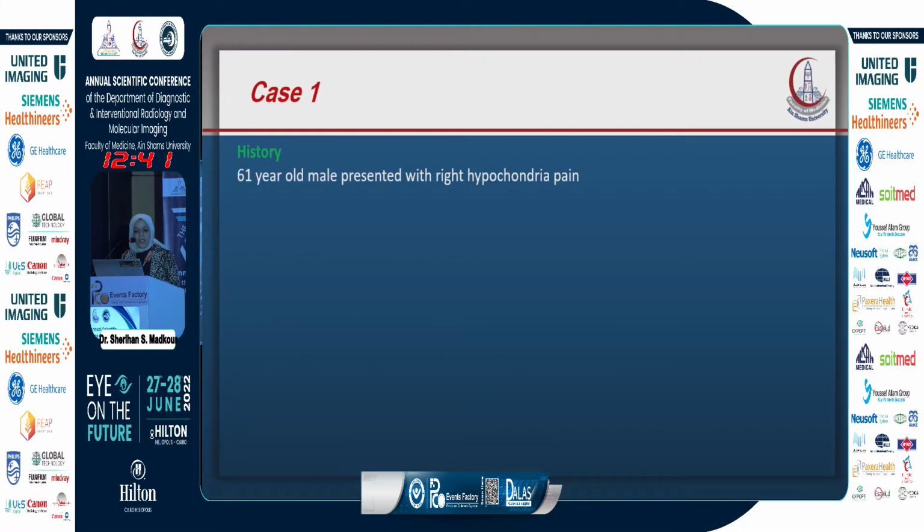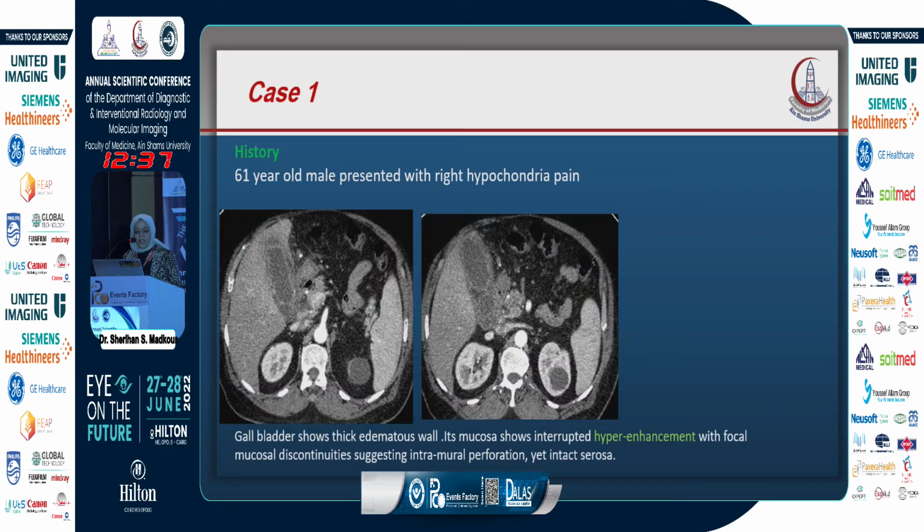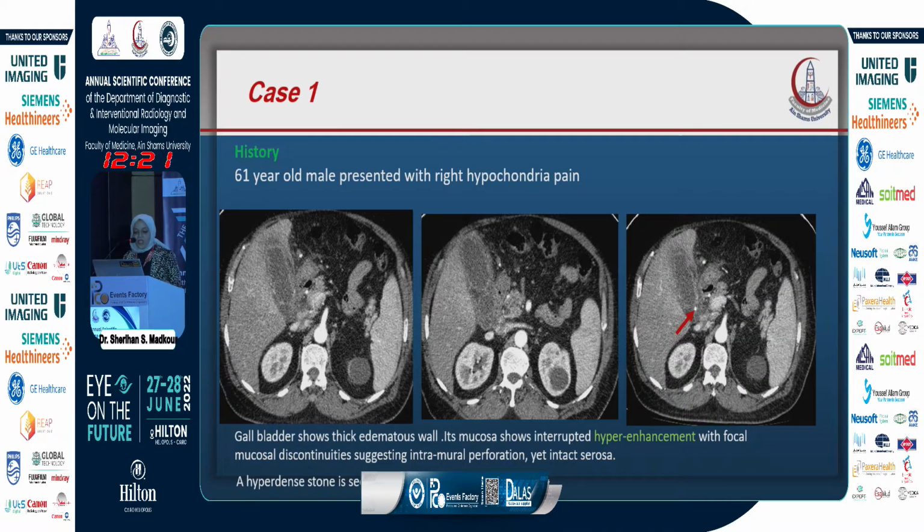Case 1, a 61-year-old male presented with right hypochondrial pain. CT images reveal a gallbladder with a thick edematous wall. Its mucosa shows interrupted hyperenhancement with focal discontinuity, yet intact serosa, suggestive of intramural perforation. A hyperdense stone is seen at the gallbladder neck.